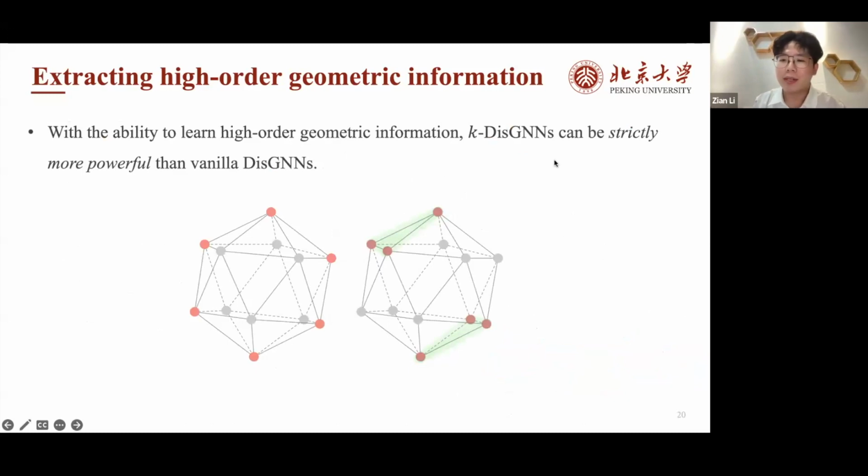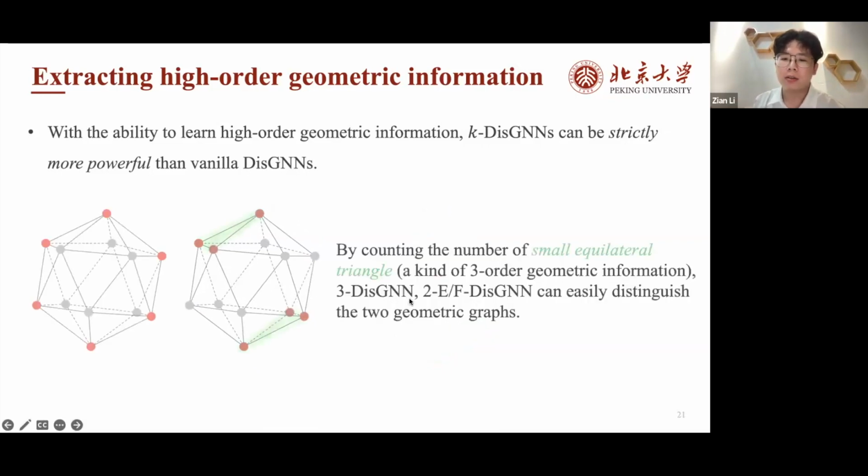And we show that they can be strictly more powerful than vanilla DisGNN. And this is an example. It's an example we constructed in previous slides. It cannot be distinguished by vanilla DisGNN because they are very symmetric, and the ring and triangles cannot be captured by them. And we show that they can be distinguished by 3 or 2E, 2F DisGN, because they can count the number of small equilateral triangles, and there are no such triangles on the left, and there are 2 triangles on the right, so they can distinguish them.